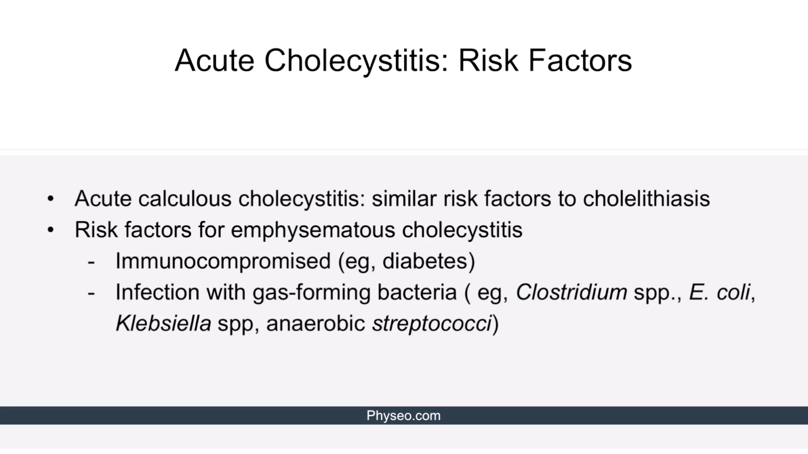The risk factors for calculous cholecystitis are similar to the risk factors for cholelithiasis because both pathologies depend on gallstone formation. Additional risk factors that can predispose to emphysematous cholecystitis are those that can cause infection, such as an immunocompromised state and infection with gas-forming bacteria. Major gas-forming bacteria that have been implicated in this disease are Clostridium species, E. coli, Klebsiella species, and anaerobic streptococci.